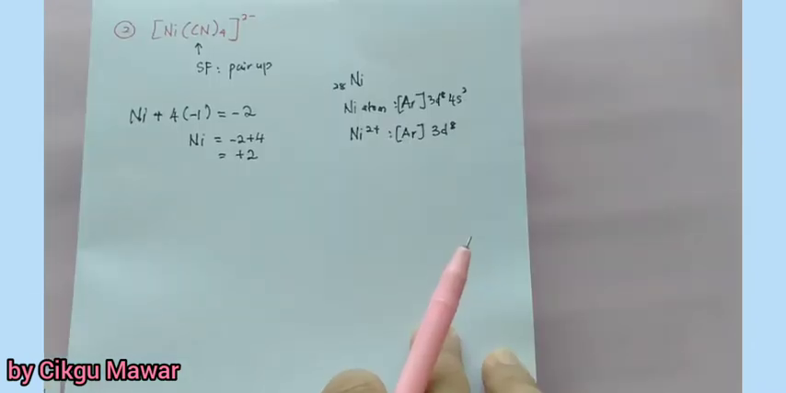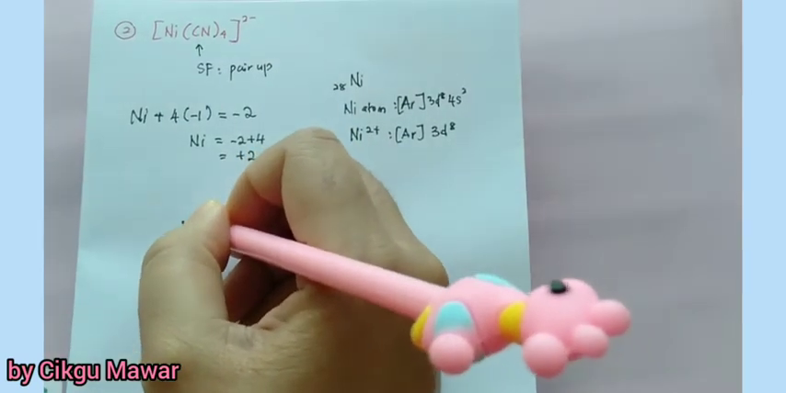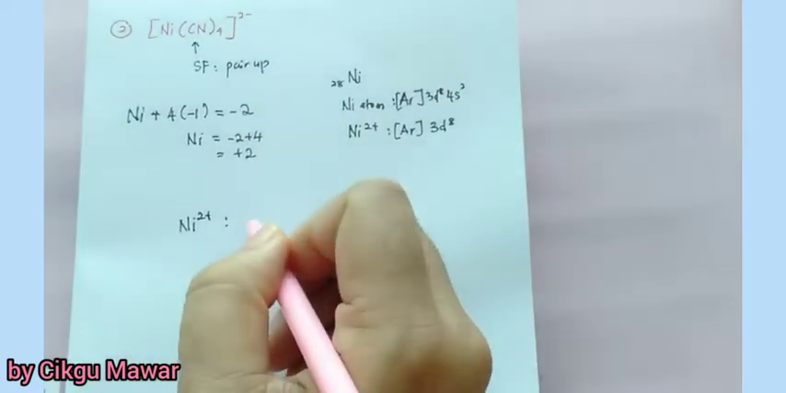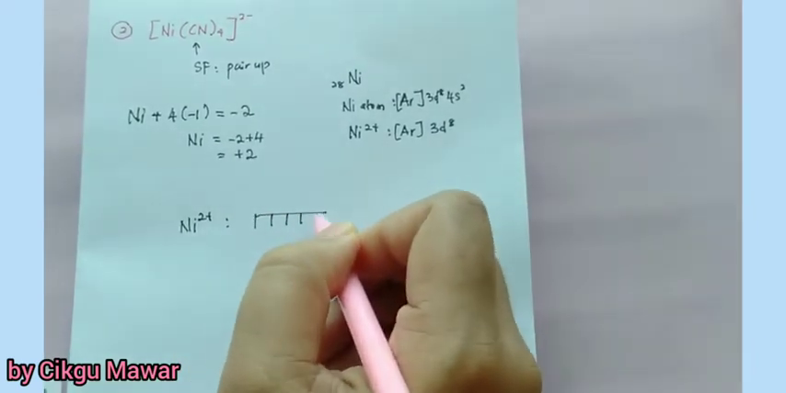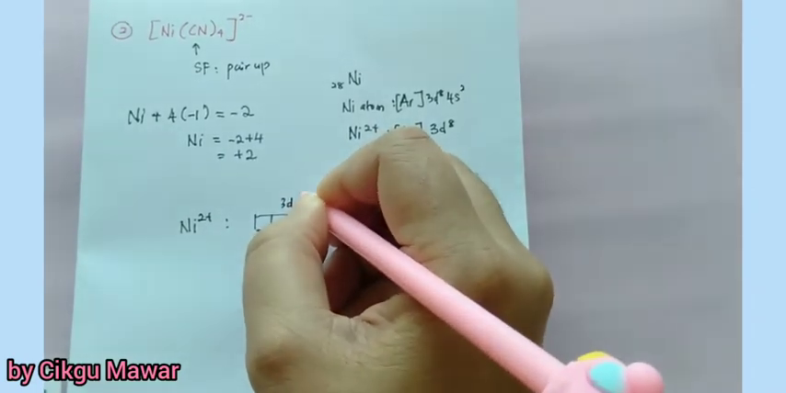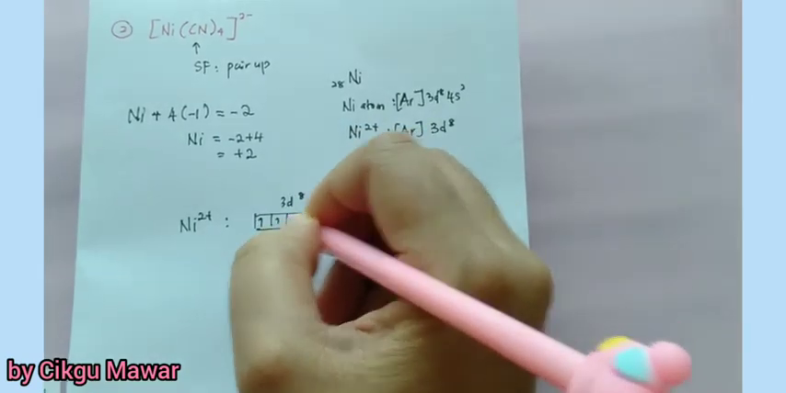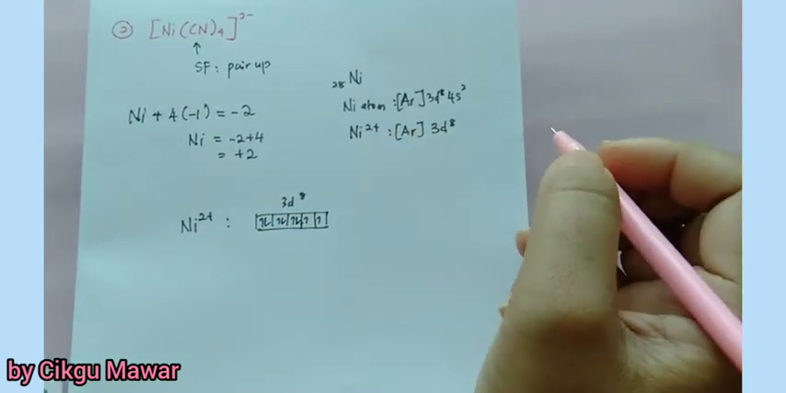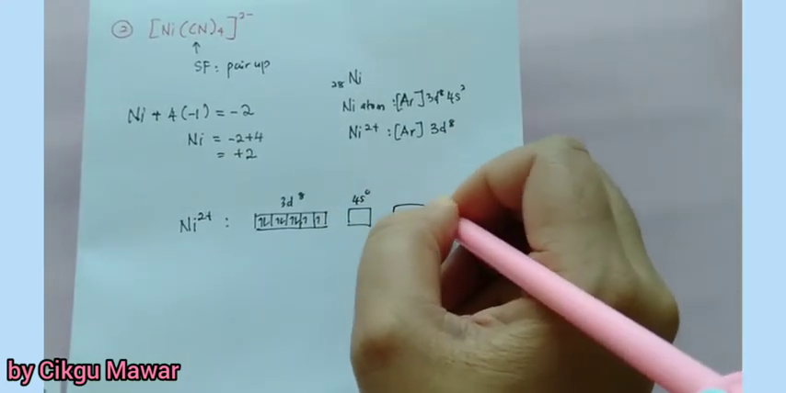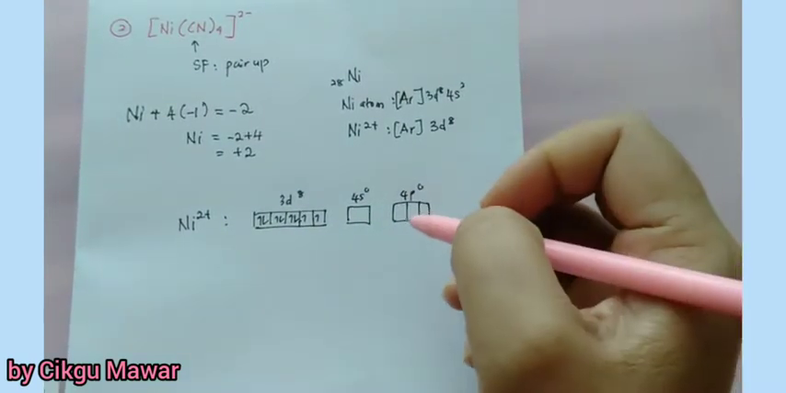Now let's draw the orbital diagram for nickel 2 plus. Just draw 1, 2, 3, 4, and 5 here. We have 3d8 here, so 1, 2, 3, 4, 5, 6, 7, and 8. Then we also have the 4s orbital but it is 0, and we also have 4p, which is 0. They have no electrons in the orbitals.